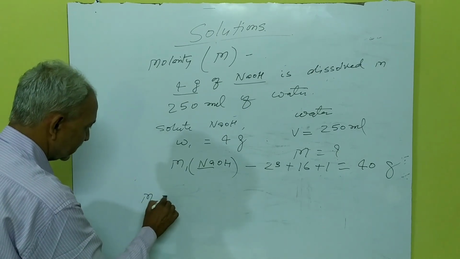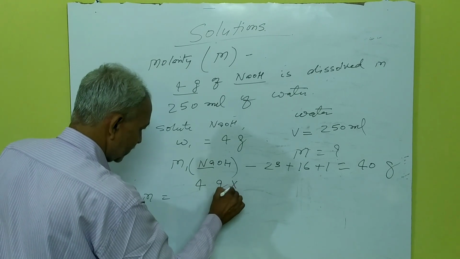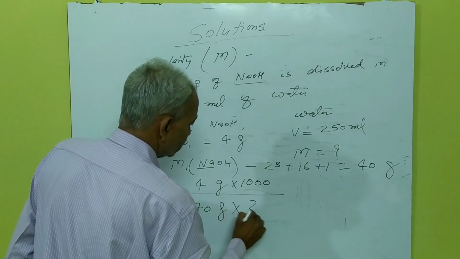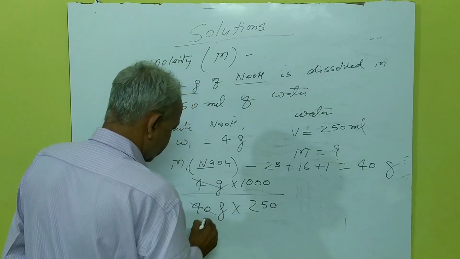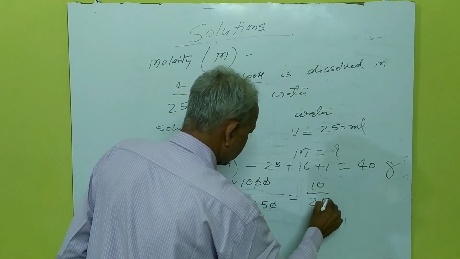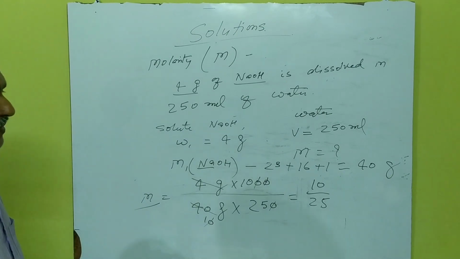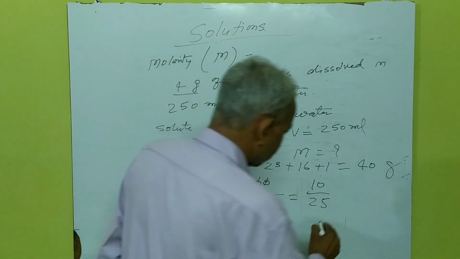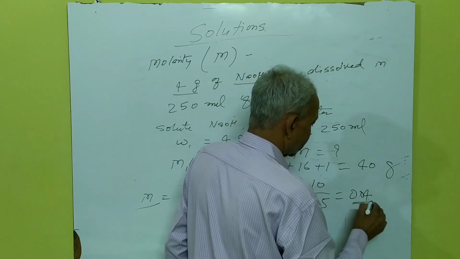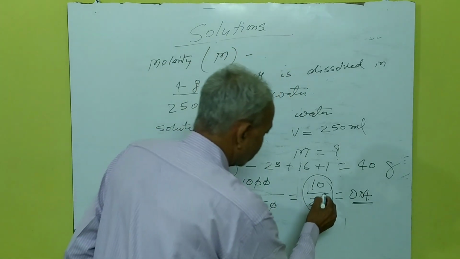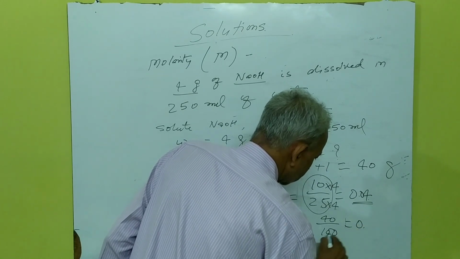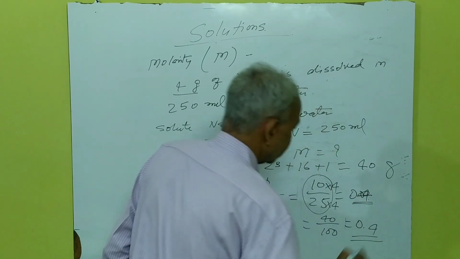So the molarity of solution is equal to W1, which is 4 gram, into 1000, divided by molar mass 40 gram and the volume 250. So is 4, 10, right? So it is 10 by 25. 10 by 25 is the molarity of solution. We multiply it by 4, so it is 40 by 100. 40 by 100 is equal to 0.4. So 0.4 is the molarity, right?